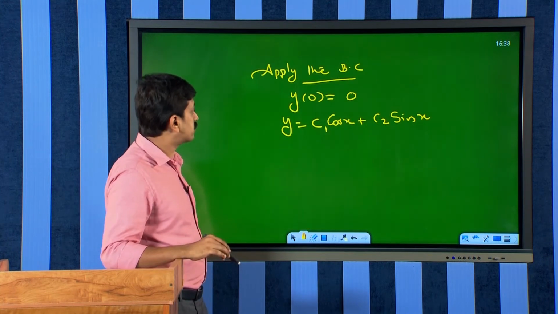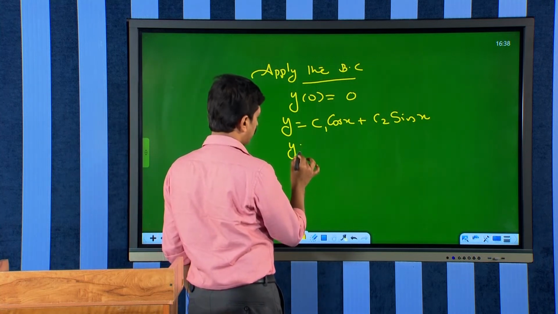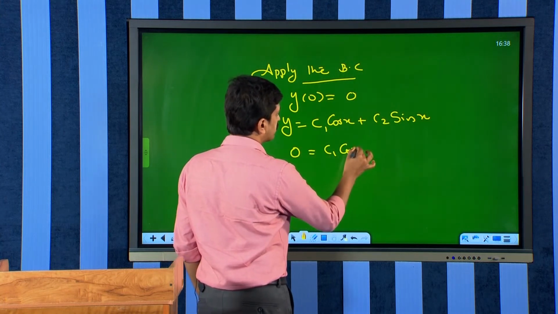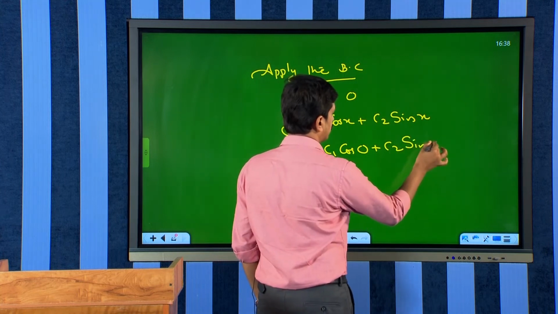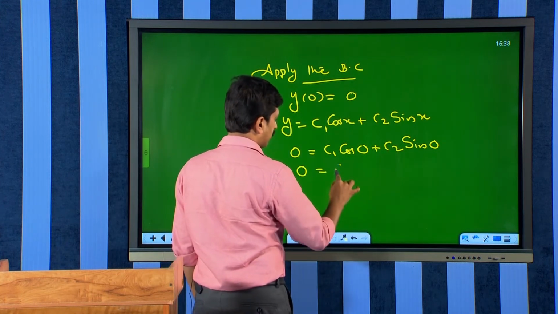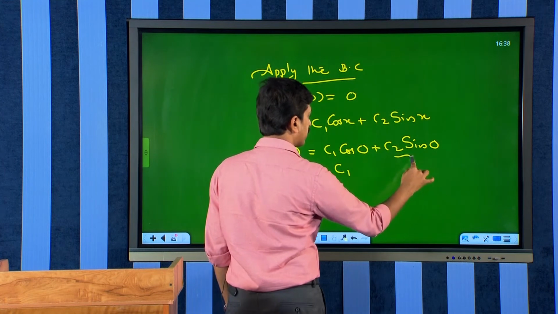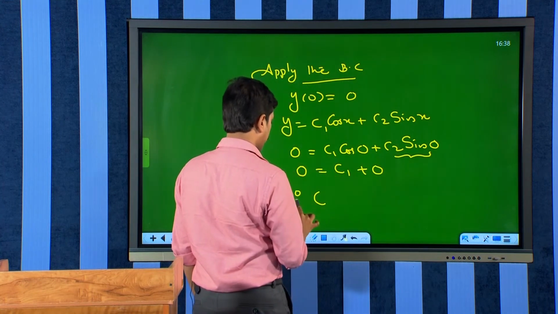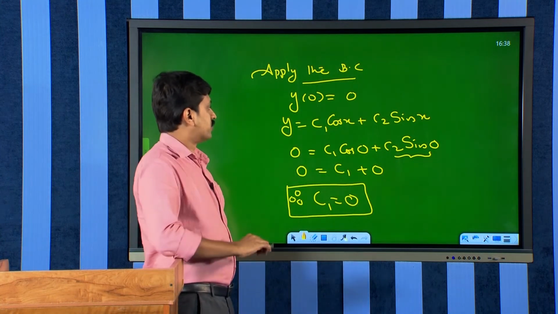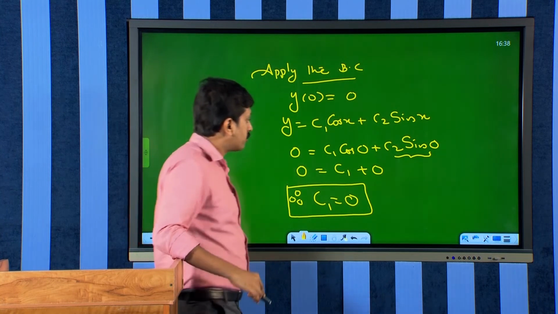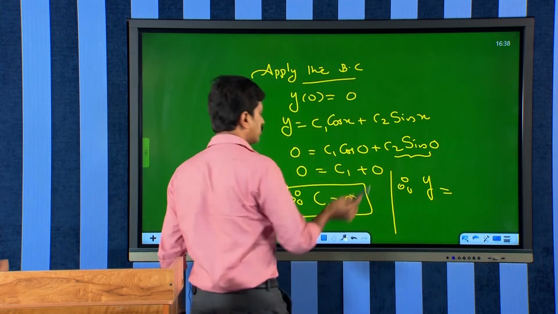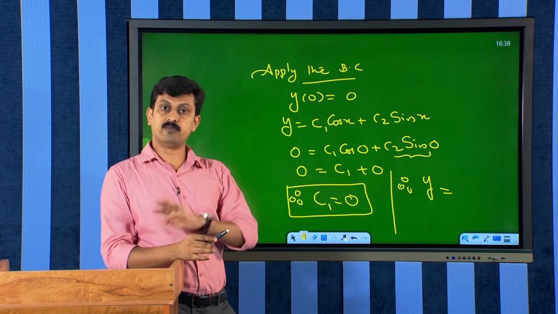So, y of 0 equal to 0 implies 0 equals C1 cos 0 plus C2 sin 0. Cos 0 is 1, so 0 equals C1 plus C2 sin 0, and this part will be 0. Therefore, we found C1 equal to 0. So y is now reduced, since C1 is identically equal to 0.